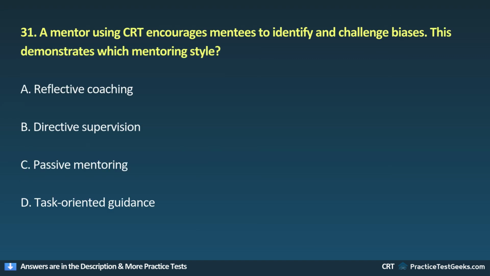31. A mentor using CRT encourages mentees to identify and challenge biases. This demonstrates which mentoring style? A. Reflective coaching. B. Directive supervision. C. Passive mentoring. D. Task-oriented guidance.